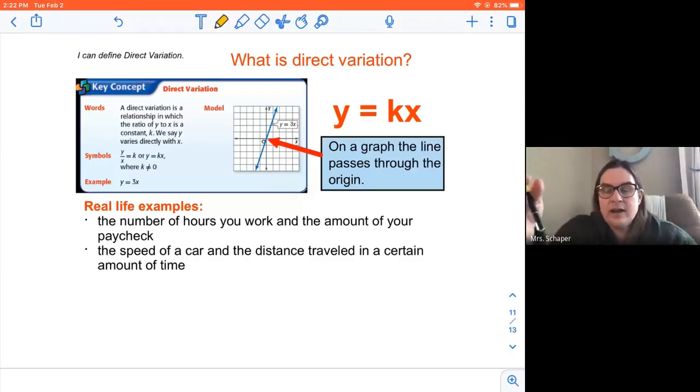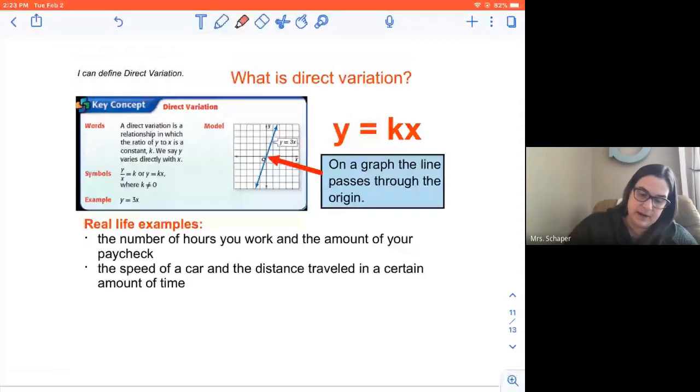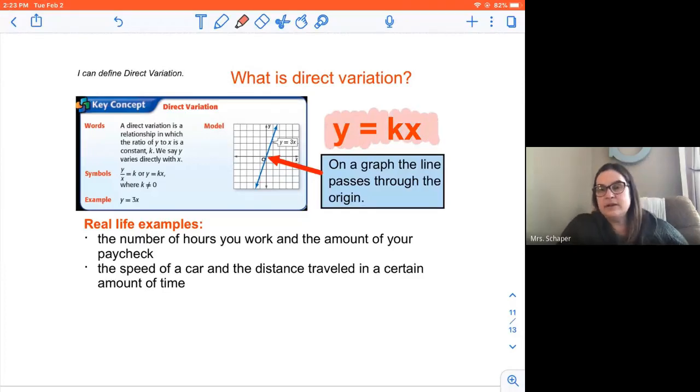Direct variation is a specific type of equation that goes through the origin. It's written as y equals a number times x, and there's going to be a consistent rate. Some things I need you to make sure of is that you've got y equals kx. That's going to be the equation. I want you to know that the line passes through the origin. That's important.